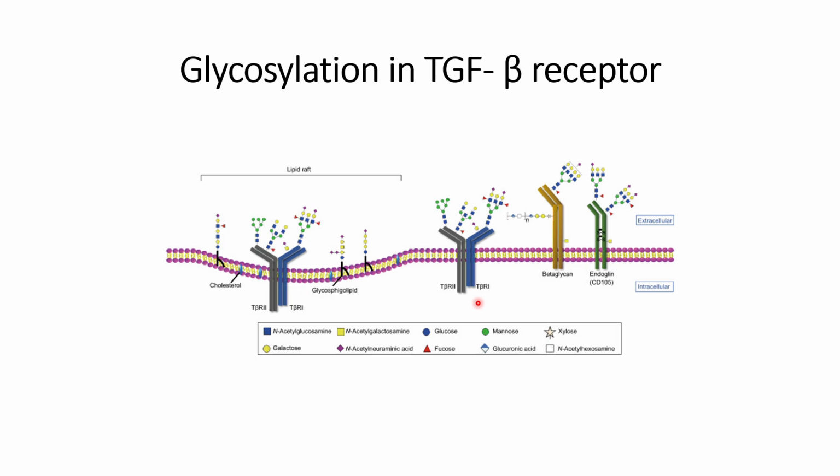One common thing about TGF-beta receptor 2 and TGF-beta receptor 1 is that both of them are heavily glycosylated, containing both N-glycans and O-glycans. However, the O-glycans are not shown in TGF-beta receptor 2, but it is mentioned in the text that both of them are heavily glycosylated with N-glycans and O-glycans together.